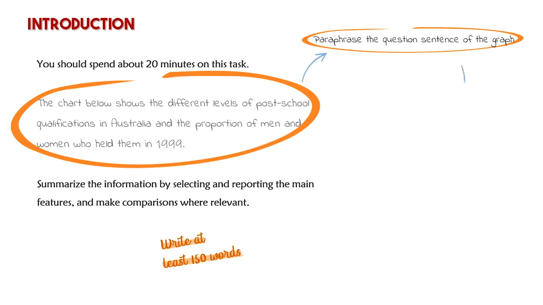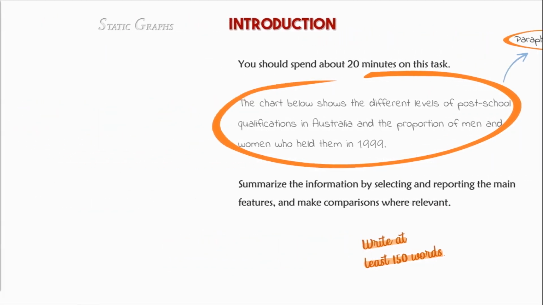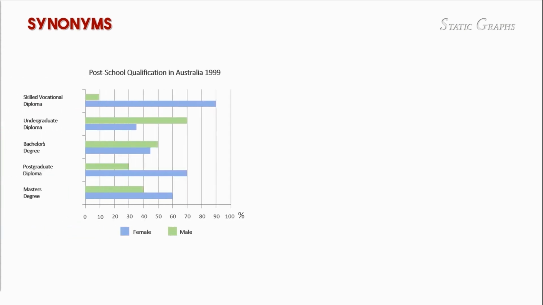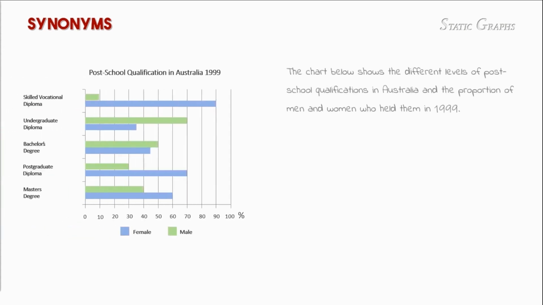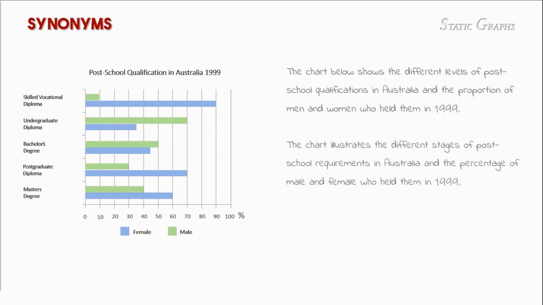You can paraphrase it using several ways, starting with the use of synonyms, changing the form of the words and the structure of the sentence, or a combination of these ways. Let's look at these two examples. The chart below shows the different levels of post-school qualifications in Australia and the proportion of men and women who held them in 1999. The chart below illustrates the different stages of post-school requirements in Australia and the percentage of male and female who held them in 1999.